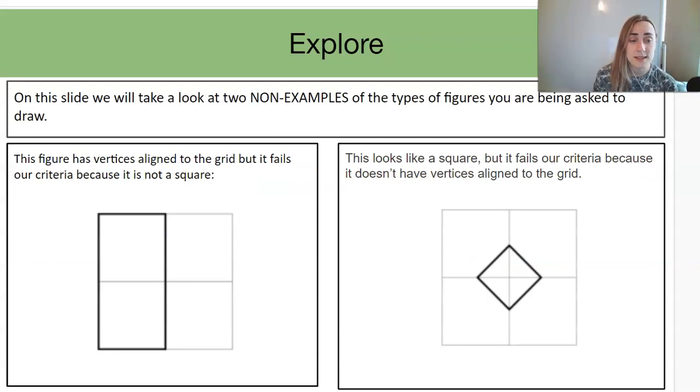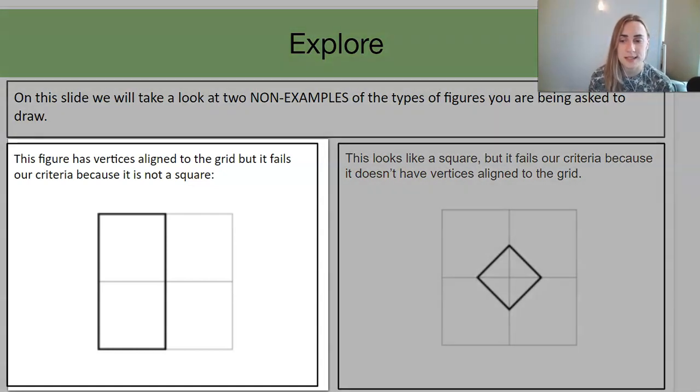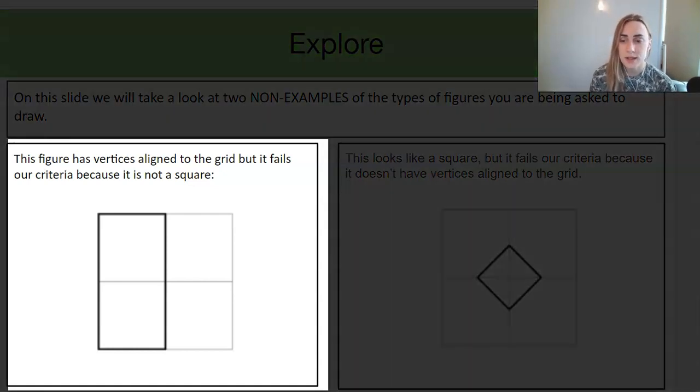Okay, so on slide D, it tells us that we are looking at 2 non-examples of the types of figures you have to draw. So these are two figures that break at least one of our rules from the previous slide. So on the left, this figure has vertices aligned to the grid, but it fails our criteria because it is not a square. So we can see the height of this rectangle is not the same as the width, so it is not a square.